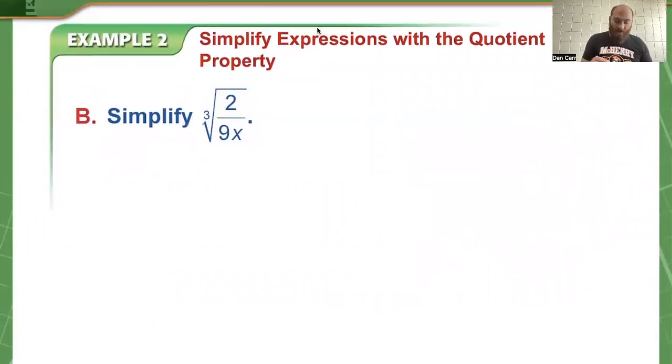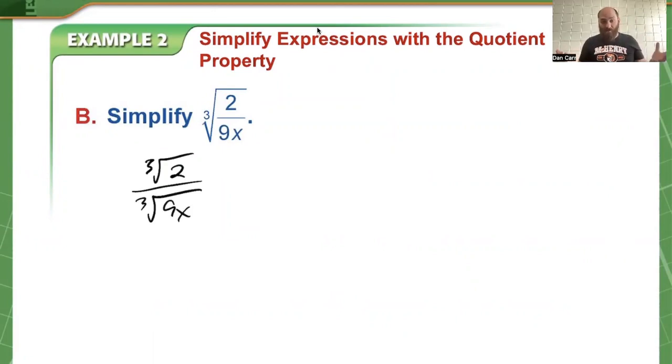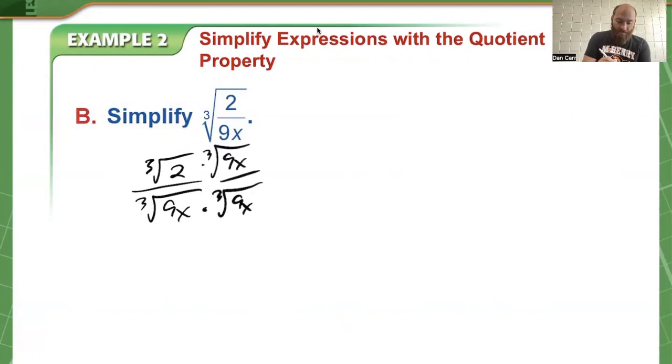So again, we're going to split them up into 2 so that this is the quotient rule. Cube root of 2 over the cube root of 9x. Now, when I look at this, there are no perfect cubes. 9 is 3 times 3, and 2 is prime, okay? And then x also does not have a perfect cube. So actually, I'm going to go right to rationalizing here. There's nothing else I can break down and simplify, so I'm going to multiply by the cube root of 9x, cube root of 9x.